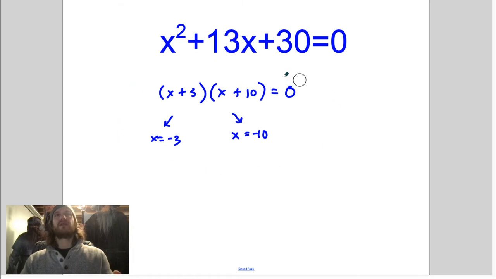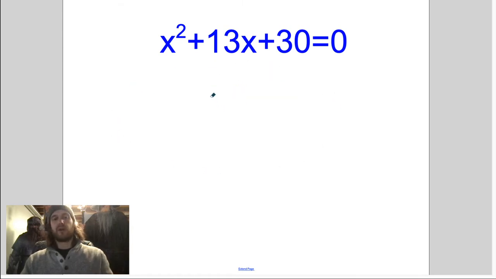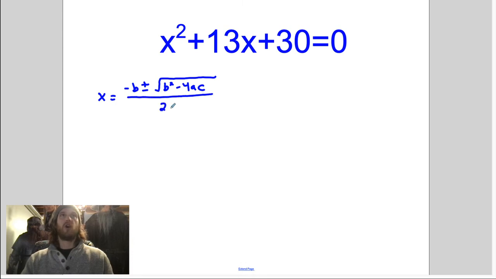But I need to convince you that the quadratic formula always works. So let's get started. We're going to use x equals negative b plus or minus the square root of b squared minus 4ac all over 2a. Okay, we're going to go through. We might want to first identify a, b, and c. Now remember, a is always the coefficient of the squared term. Going off of the sign, a here is equal to 1. Not 1x squared, it's just 1. b is equal to 13, not 13x, and c is equal to 30.